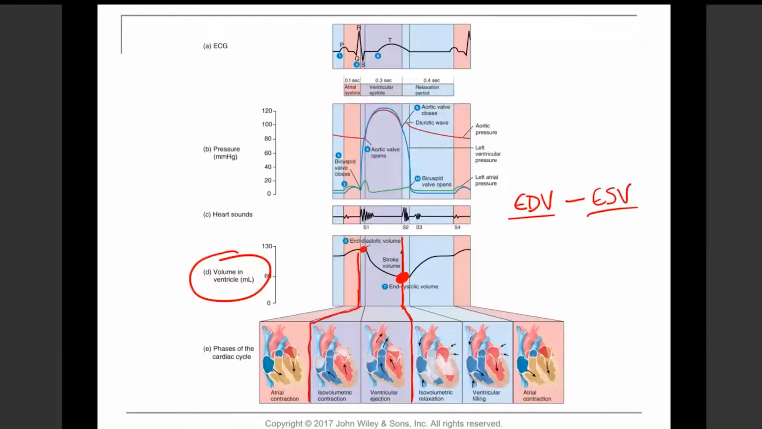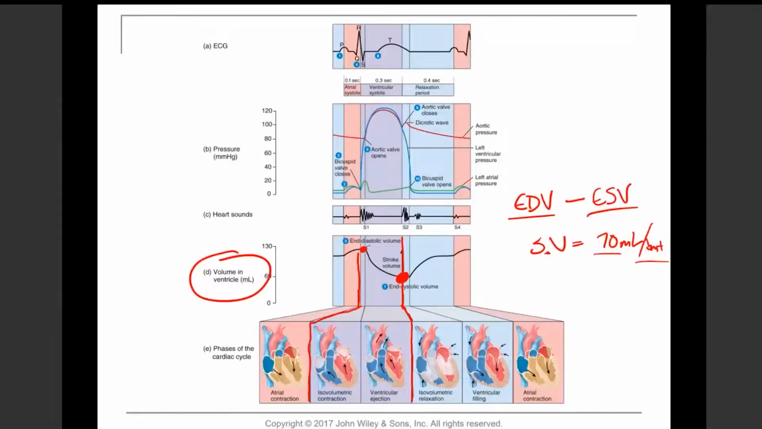So EDV minus ESV will give you your stroke volume, right? And stroke volume is generally about 70 milliliters per beat. Careful, I made that mistake that a lot of people are prone to making. Stroke volume is how much blood leaves a heart per beat, all right? When you talk about how much volume leaves a heart per minute, we're talking about cardiac output. We'll get to that in just a little bit, okay?